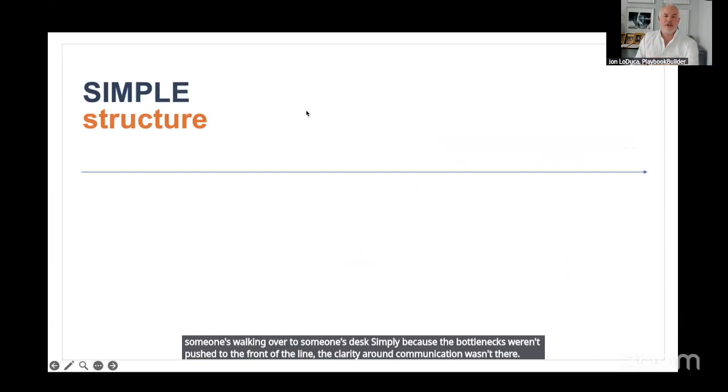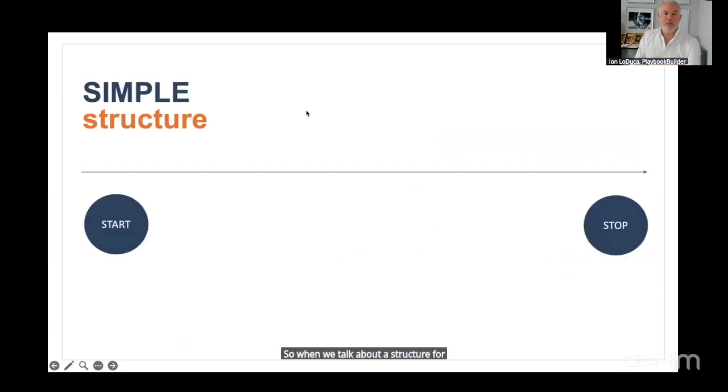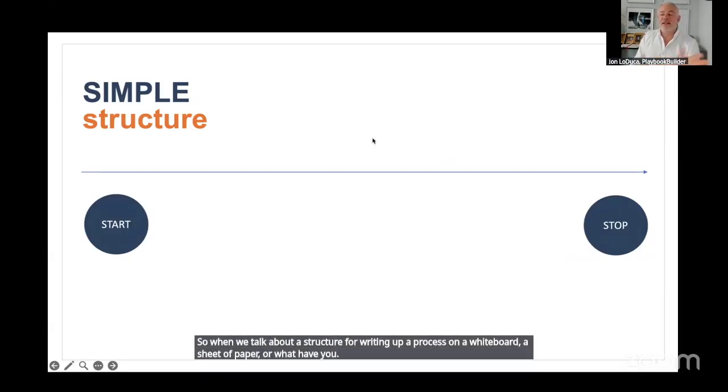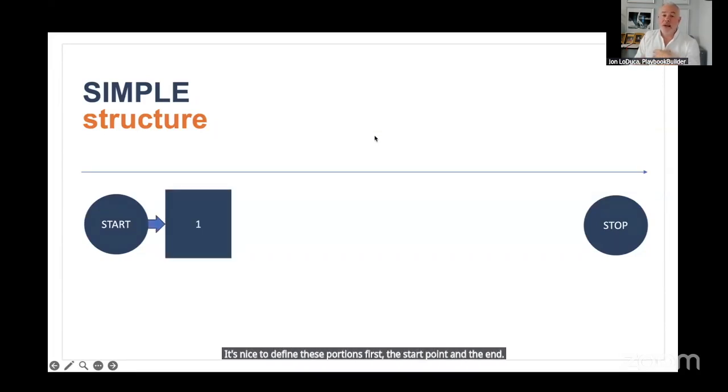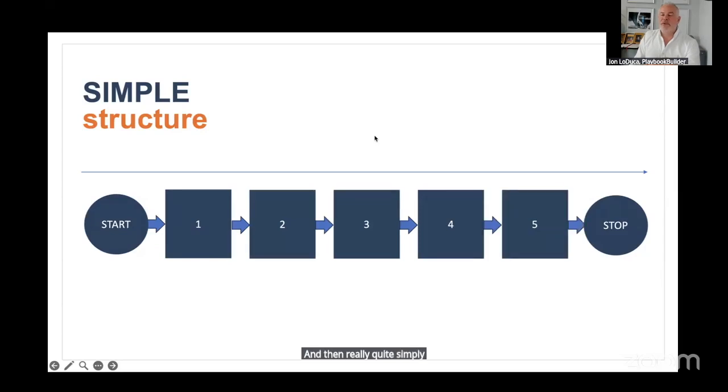So when we talk about a structure for writing up a process on a whiteboard, a sheet of paper, or what have you, it's nice to define these portions first, the start point and the end. And then really quite simply, I look at these like chapters in a book. When I interview a subject matter expert, I literally tell them, listen, you've probably never read a business book with 600 chapters in it. Have you? Probably not. They probably have 10 to 12 main topics inside of it.